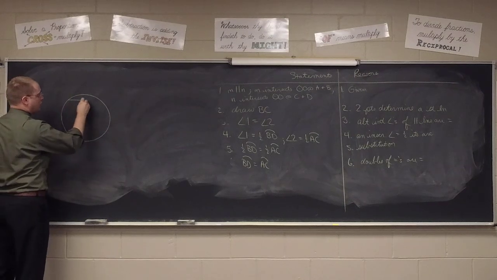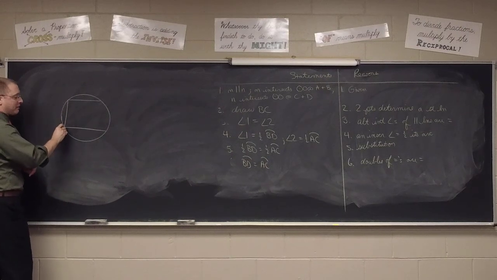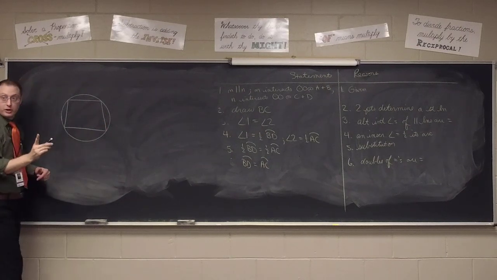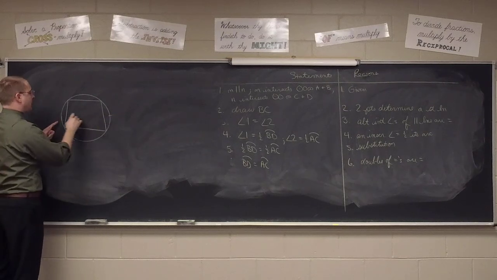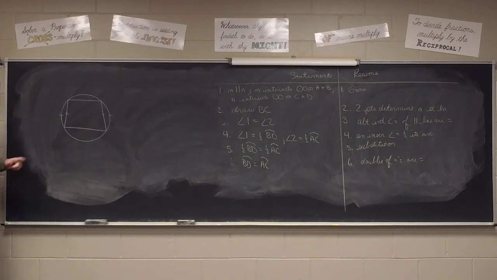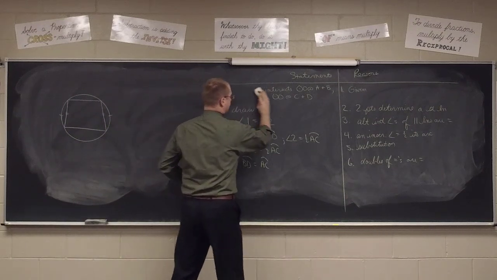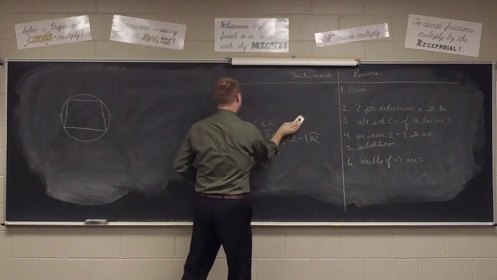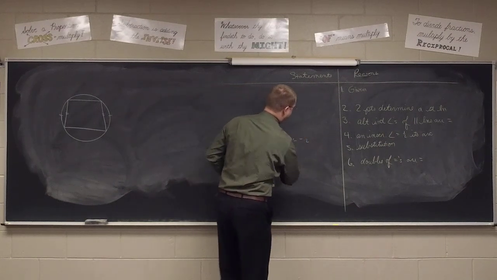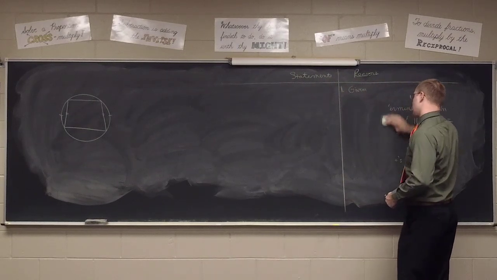So picture this. You take any two parallel lines, and you draw two lines that are not parallel. You've drawn an inscribed trapezoid, right? But because these arcs have to be equal, these chords have to be equal. Therefore, any trapezoid inscribed in a circle must be isosceles. Write that down. Any trapezoid inscribed in a circle must be isosceles.